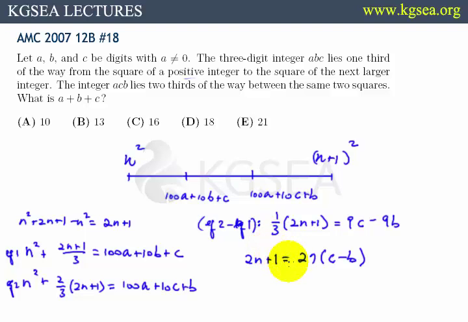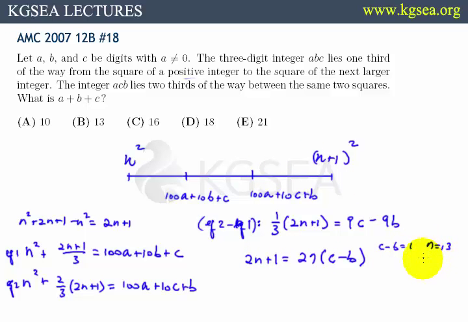Now, what do we do? Well, let's speculate. What if C minus B was 1? Then this would be 27, right? That means N was what? This was 27, this thing is 26, so N had to be 13. Then N is 13. The other guy is 14.